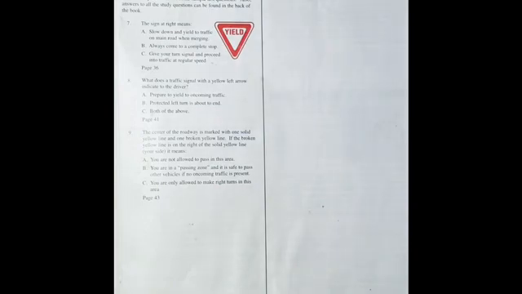7. The sign at right means: A. Slow down and yield to traffic on main road when merging. B. Always come to a complete stop. C. Give your turn signal and proceed into traffic at regular speed. Page 36. 8. What does a traffic signal with a yellow left arrow indicate to the driver? A. Prepare to yield to oncoming traffic. B. Protected left turn is about to end. C. Both of the above.